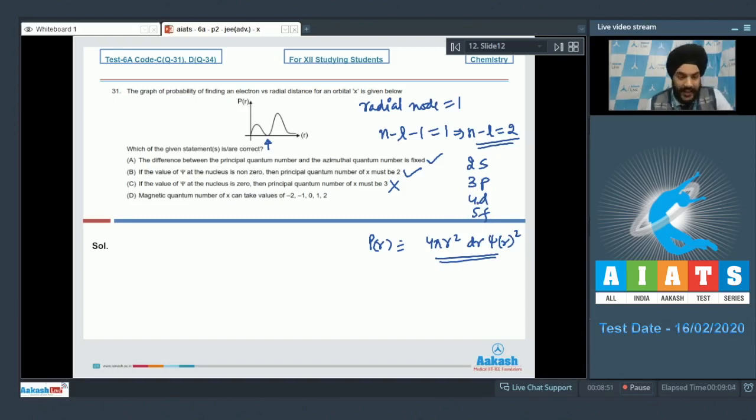Okay, if you talk about the D option now, magnetic quantum number of x can take values from -2 to +2. So this is a correct statement, students. We can have a D orbital present. So there can be a case possible in which the orbital under consideration is D, and for this D orbital, students, the magnetic quantum number can take values from -2 to +2. Okay, so this is also a correct statement. So students, if we talk about the correct statements for this question, it has to be marked as option A, B and D. Let us look at the next question now.